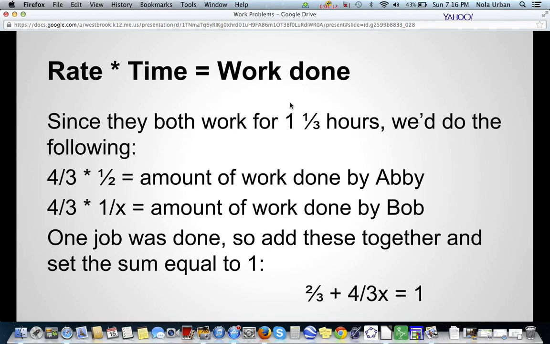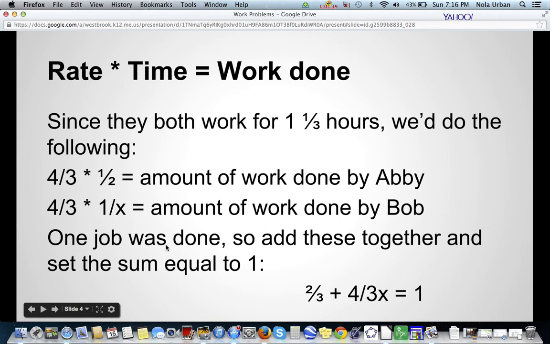And so you have 4/3 times 1/2 for the amount of work done by Abby, because she has a rate of 1 out of 2 hours. One job done in 2 hours, and the amount of time she's working is 4/3 of an hour. So we multiply that together to get the work done by Abby. And similarly, we do 4/3 times 1/x for the amount of work done by Bob.